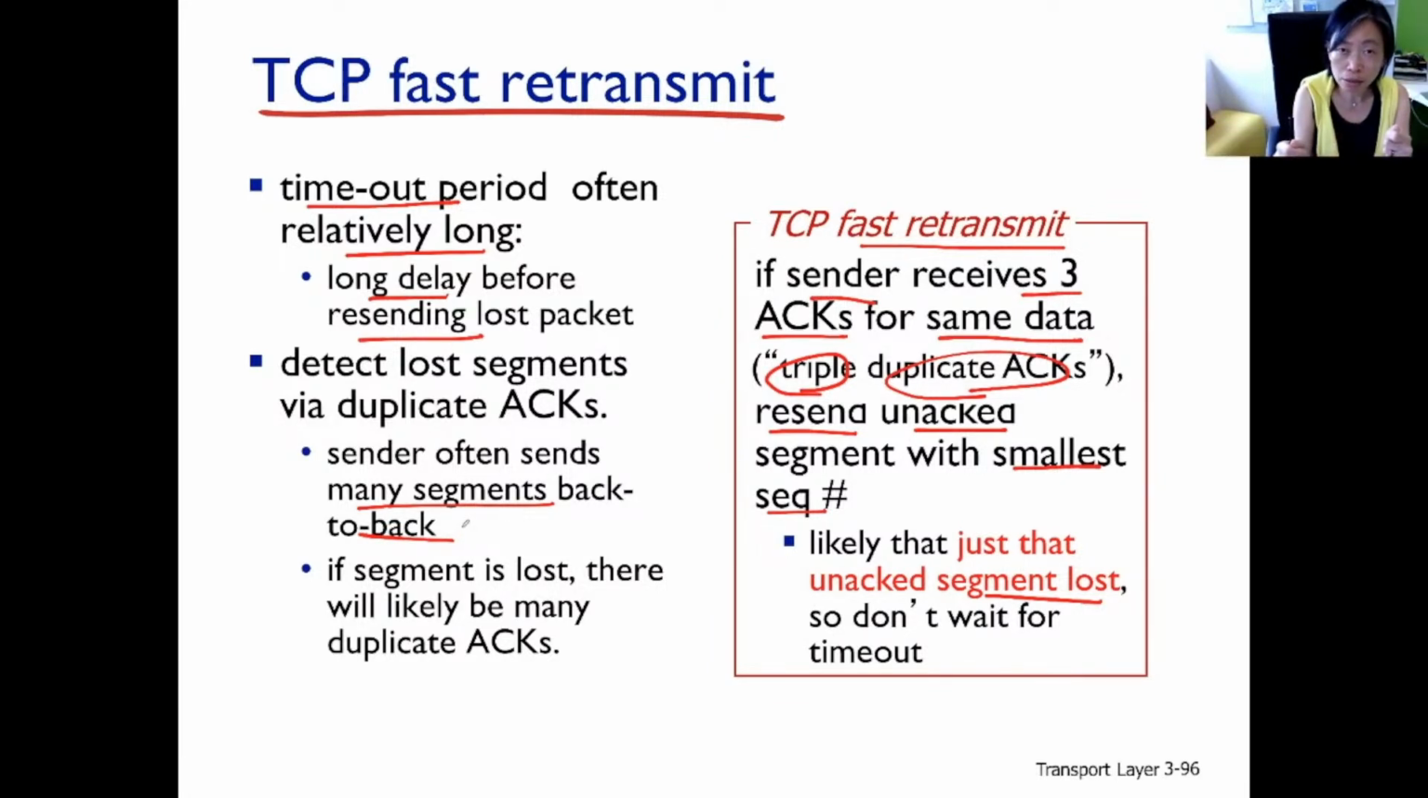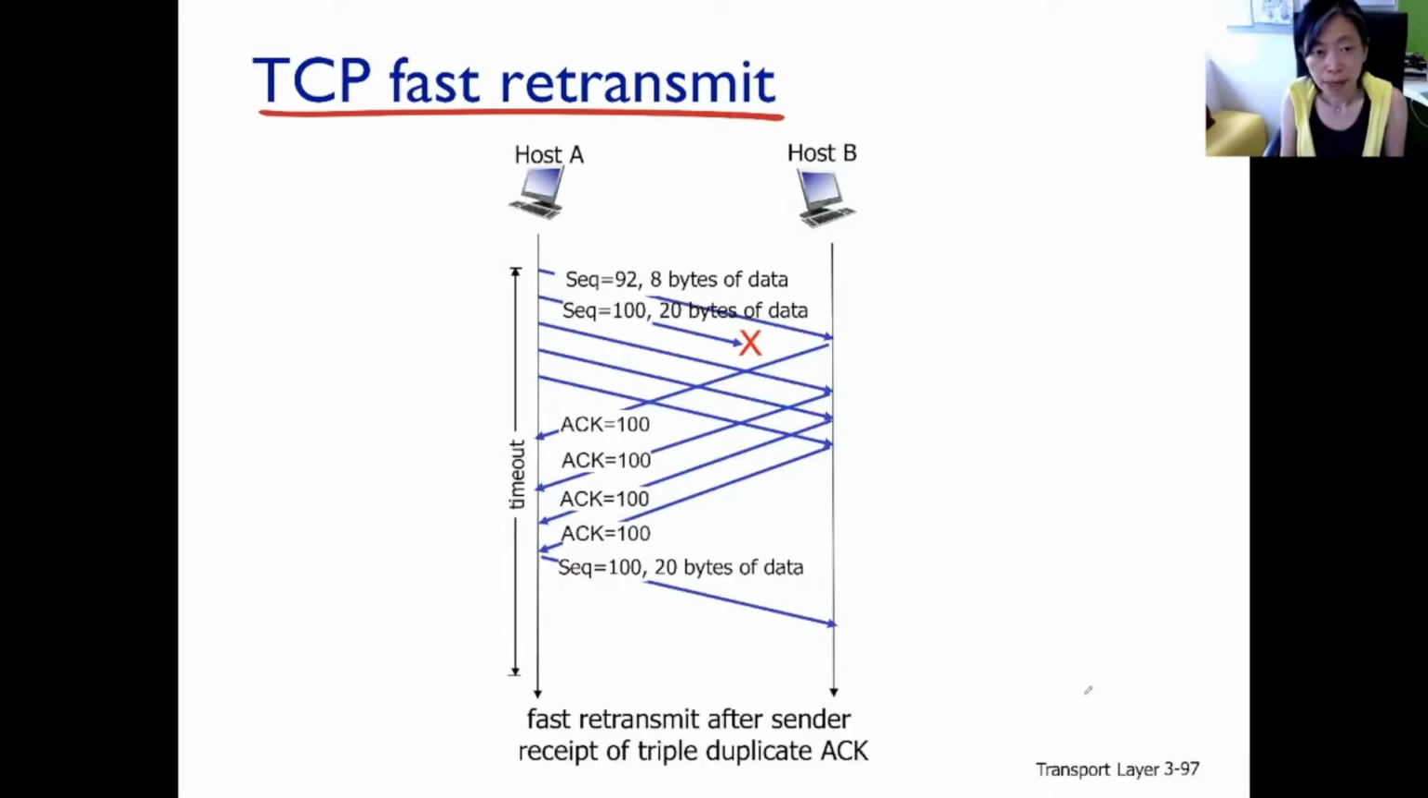In case of sporadic loss, non-persistent loss, we could observe the number of duplicate ACKs coming back to the sender and resend the packet real quick without waiting for too long. And this example illustrates triple duplicate ACKs. Host A here is the data sender, host B here is the receiver.